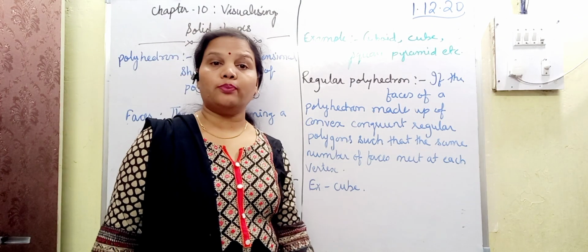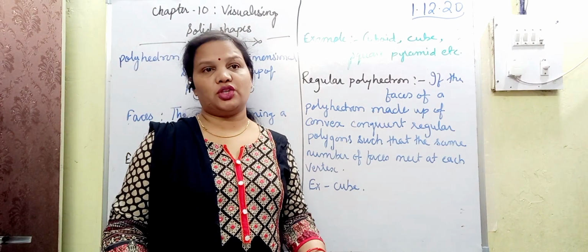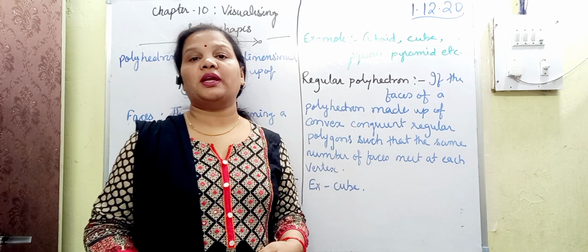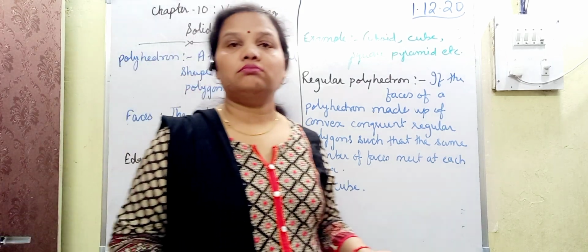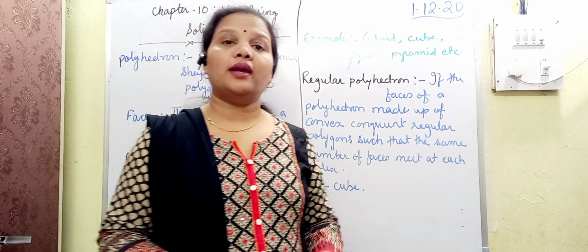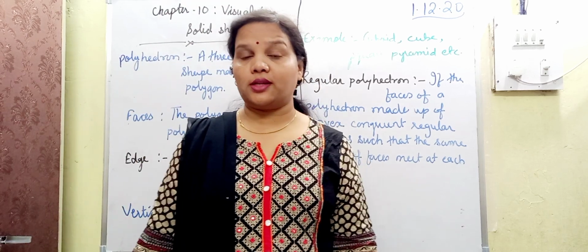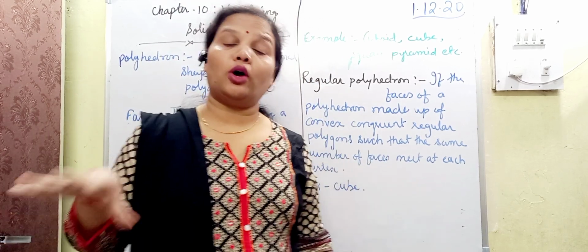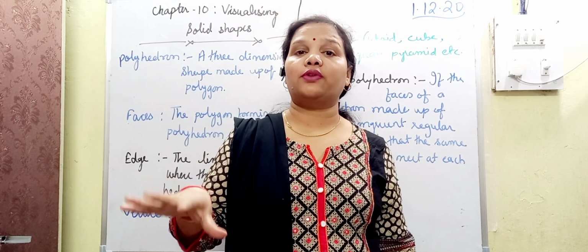Polygon, you all know, means any shape which is made up of many sides, like a triangle or square, rectangle. All these are polygons. Why? Because they are made up of different sides. So here, a polyhedron is basically made up of different polygons.